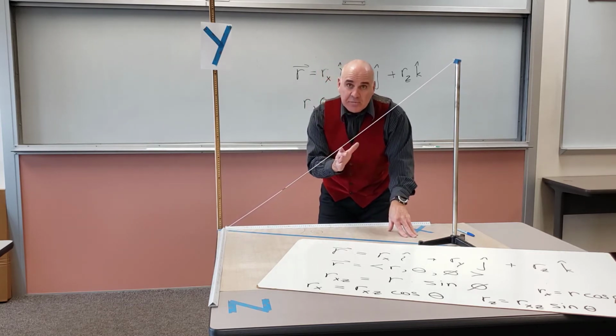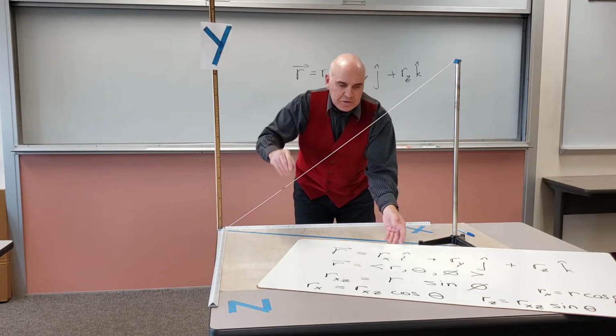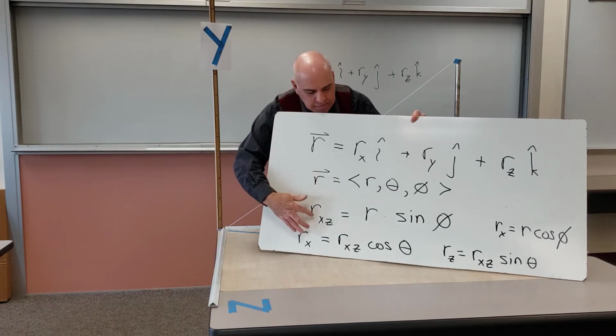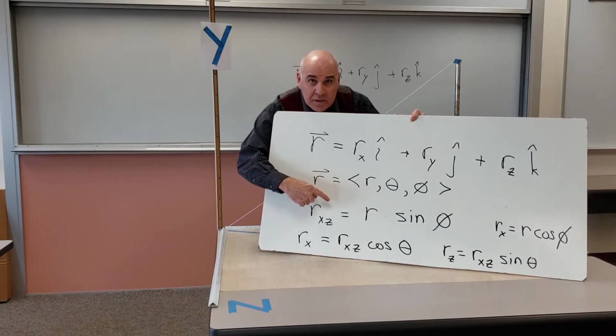And again, that's r sub x squared plus r sub y squared plus r sub z squared, all under the radical. And so r sub xz is r sine phi. Okay, r sub xz is r sine phi.